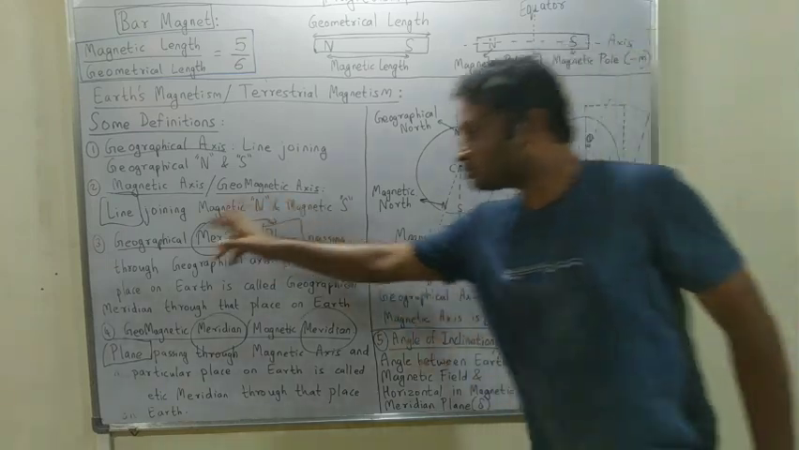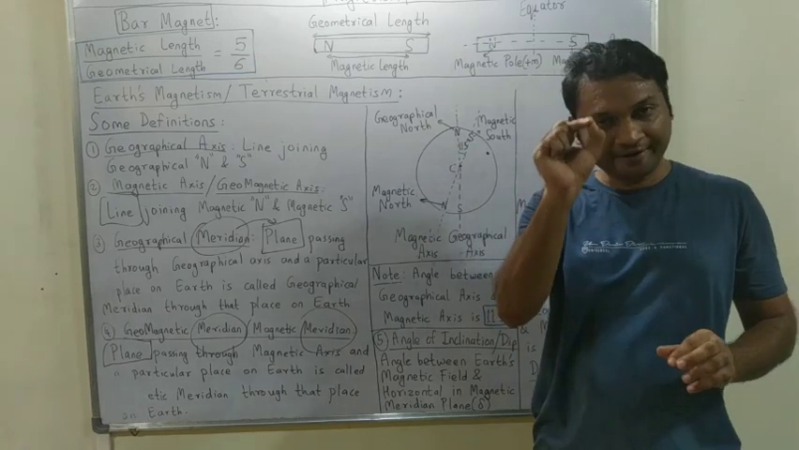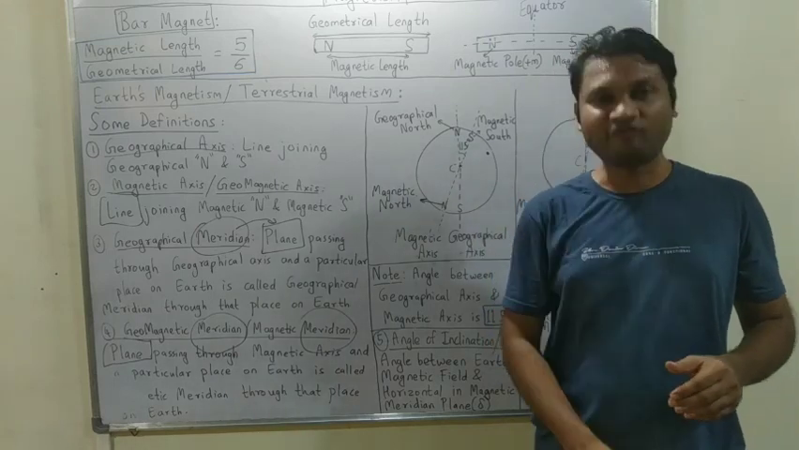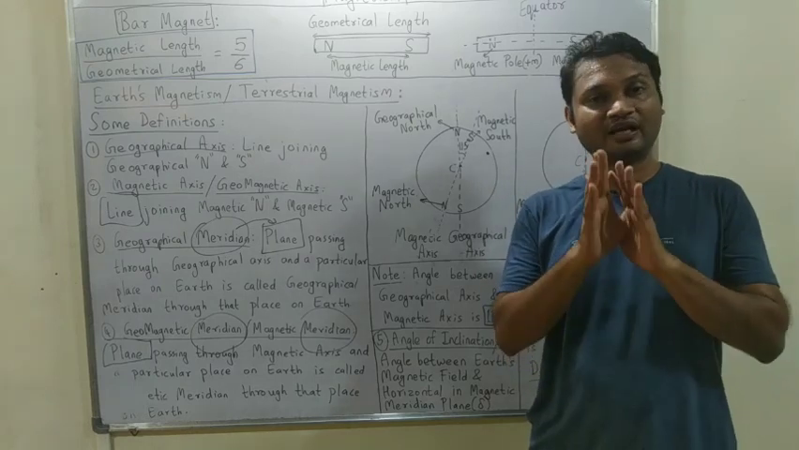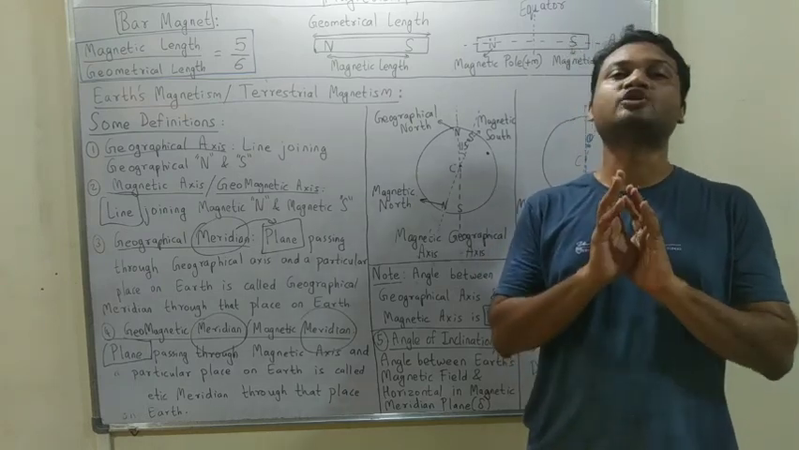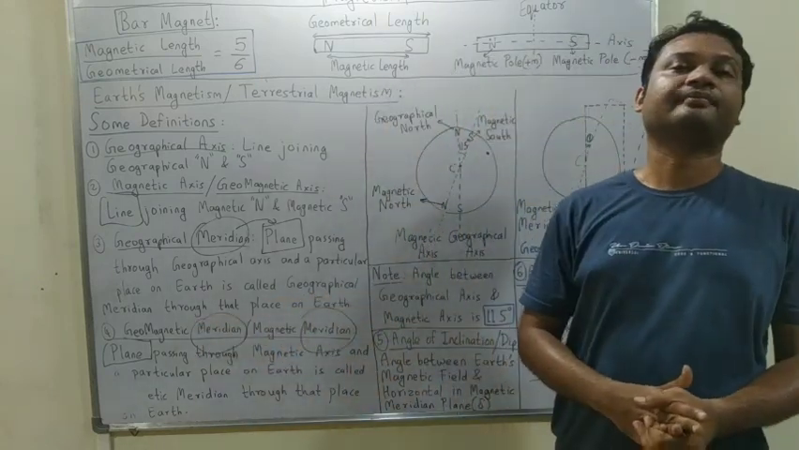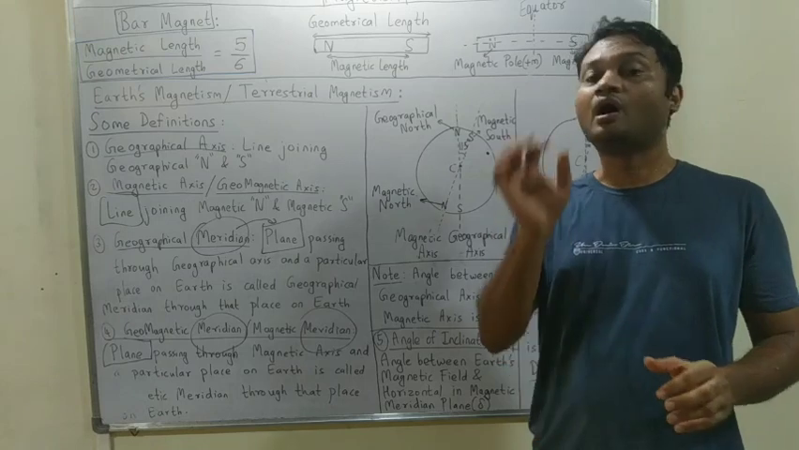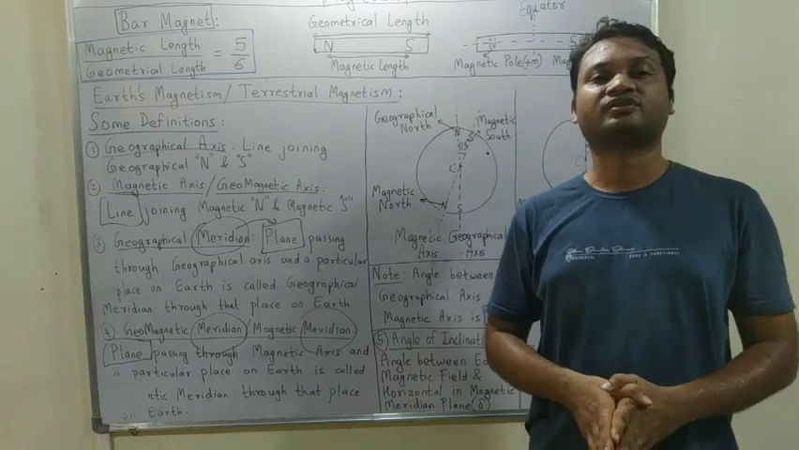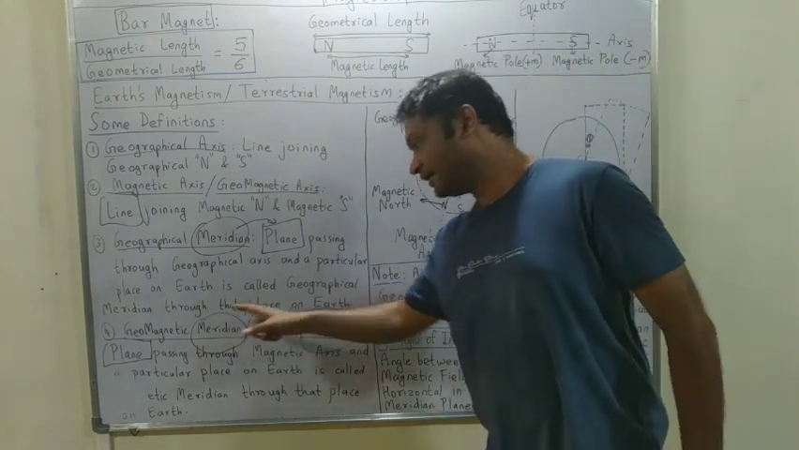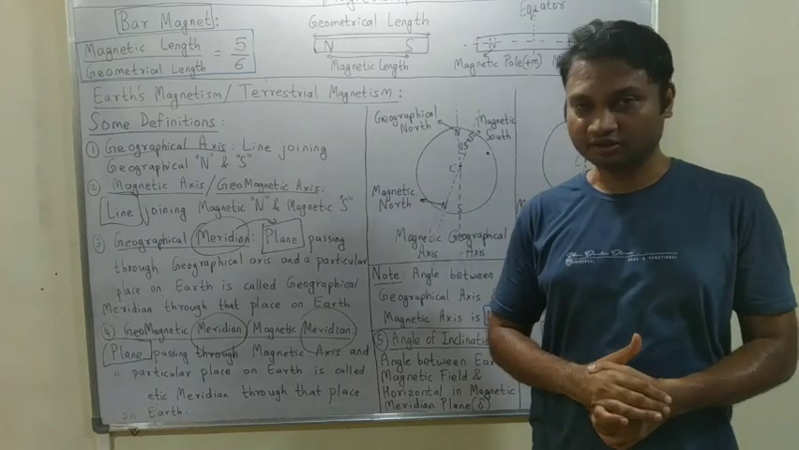Next definition, geographical meridian. It is the plane passing through a point on earth and geographical axis. That plane is called as geographical meridian through that place on earth. Magnetic meridian, geomagnetic meridian: plane passing through a point on earth and passing through the magnetic axis is called as geomagnetic meridian or magnetic meridian through that place on earth.